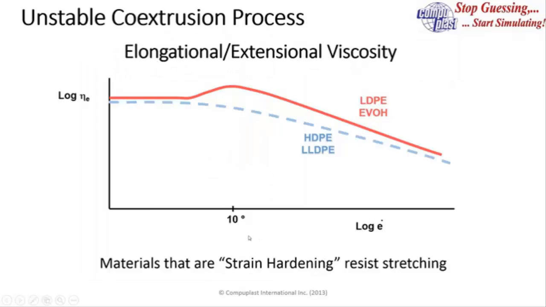The polymers, in addition to having shear viscosity, have a resistance to stretching, which is referred to as elongational or extensional viscosity. In industry, we refer to it really as melt strength. But the technical term here is elongational or extensional viscosity, and that is when you pull the polymer, it has some resistance in the pulling direction. And some polymers exhibit a strain hardening behavior.